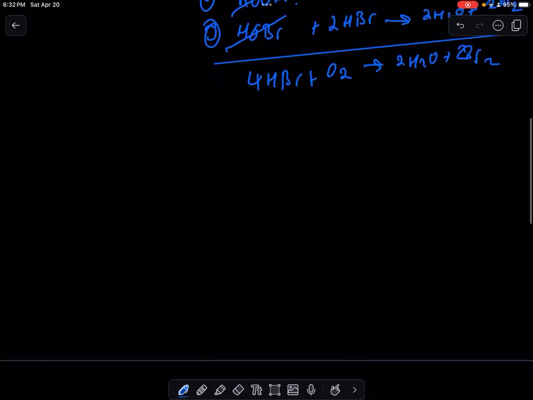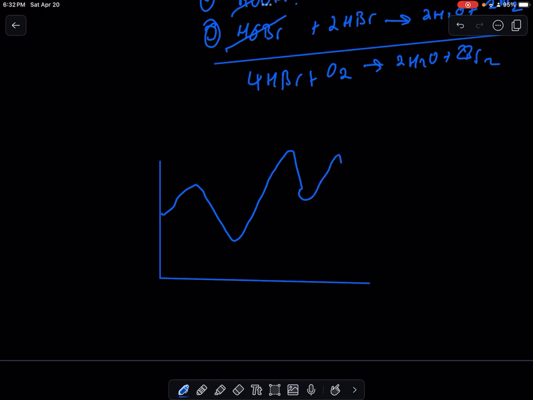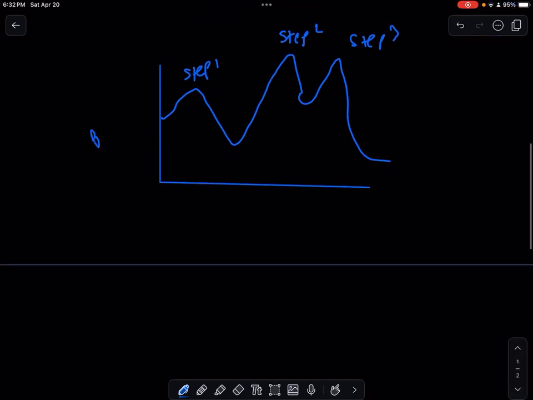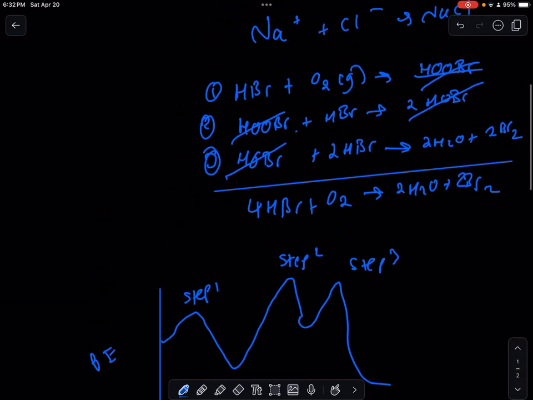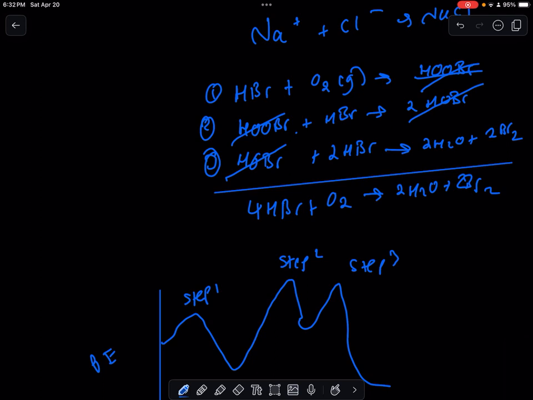So, if we were to draw a diagram of the potential energy for this reaction, it would look like this. This is step 1. This is step 2. And this is step 3. Now, which step do you think is the slowest step of this reaction? Step 1, step 2, or step 3? Pause the video and see if you can figure it out.